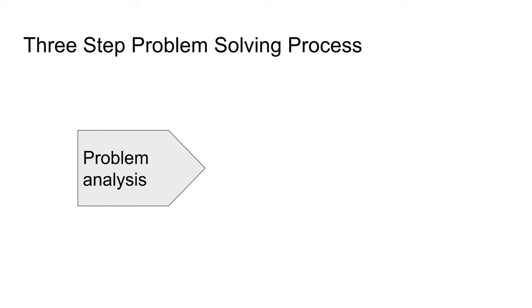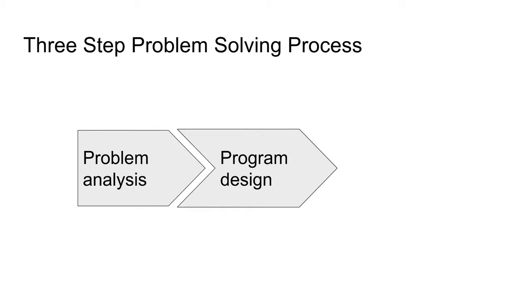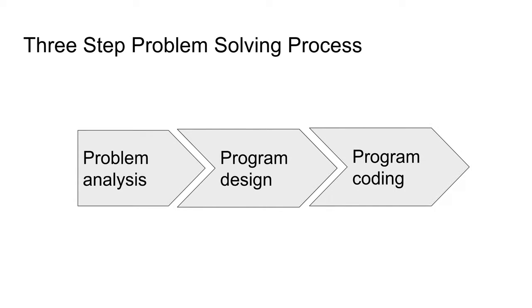Software engineers and data scientists use many different process frameworks, such as waterfall, systems development lifecycle, agile, and Scrum. While there are lots of differences between these process frameworks, they all include three basic steps. Step one, problem analysis. Step two, program design. Step three, program coding.